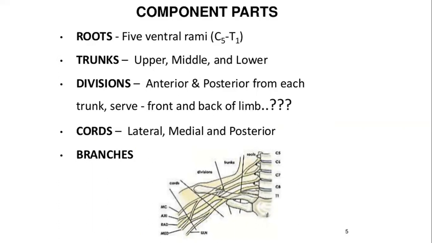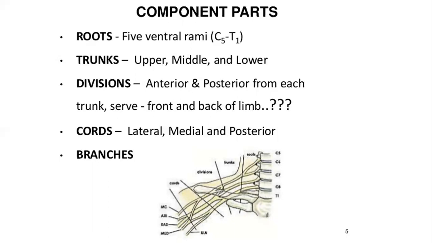R stands for roots. The most proximal part of this plexus is called the roots of the brachial plexus, and we have five roots that are basically the five ventral rami of the spinal nerves C5 to T1. Then these roots combine in different manners, which I will show you in a while, and form three trunks: the upper, the middle, and the lower trunk. Then each trunk divides into two divisions, an anterior and a posterior division.